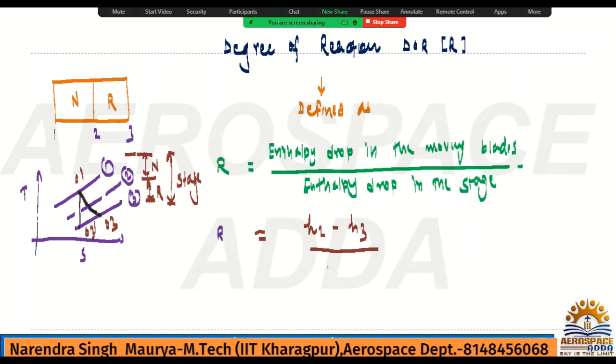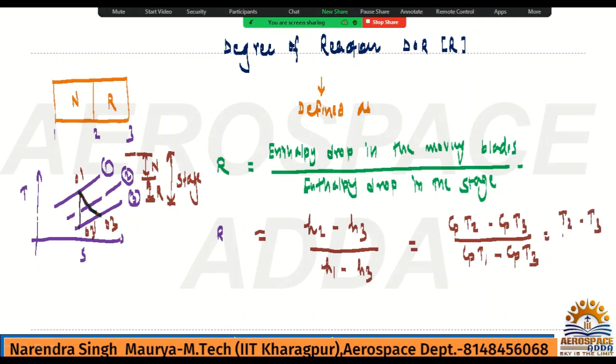divided by the stage. So where is the stage? Static drop is nothing but H1 minus H3. And if you want to write in terms of temperature, it is Cp T2 minus Cp T3 divided by Cp T1 minus Cp T3. So this is nothing but T2 minus T3 divided by T1 minus T3. This is what degree of reaction.